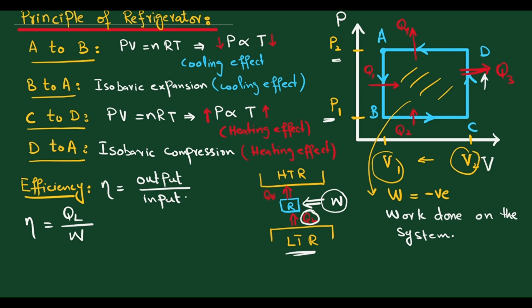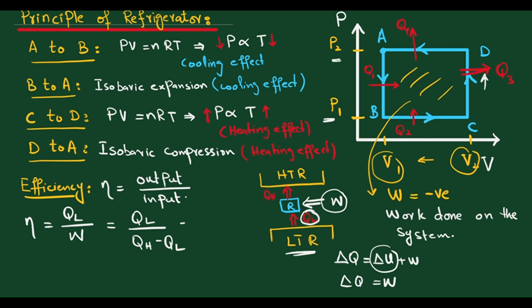According to the first law of thermodynamics, our work done will be equal to delta Q, because it is a cyclic process. Delta Q is equal to delta U plus work done, and delta U is equal to 0 because of the cyclic process. So delta Q is equal to the work done. Here delta Q is the difference between QH and QL. We can write QL over W, where work done will be equal to QH minus QL.